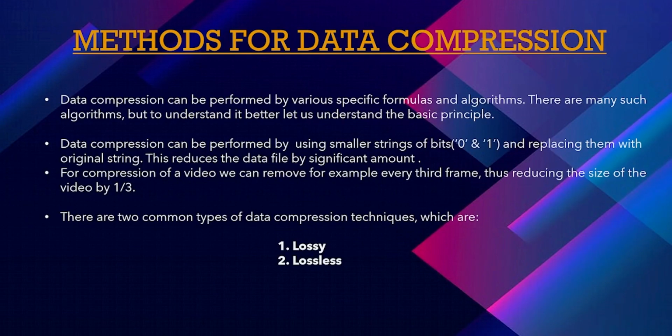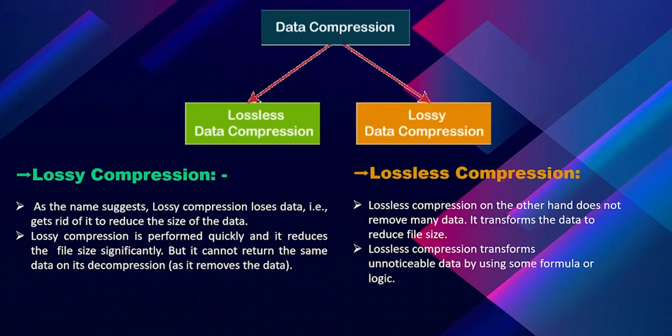Now, there are two methods for data compression: first, lossy compression, and second, lossless compression. For lossy compression, as the name suggests, it loses data. It gets rid of it to reduce the size of the data. Lossy compression is performed quickly and it reduces the file size significantly, but it cannot return the same data on its decompression, which is the main point.